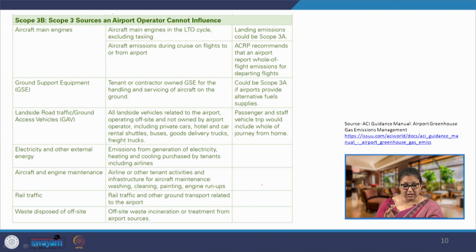So, some we can influence and some cannot be influenced. For example, if we are looking at scope 3, then the LTO cycle. The LTO cycle is partly influenced by the airport because it is influenced by the design, and partly it is not influenced by the airport as it is dependent upon the efficiency of the engine of the aircraft. So, we will see that some fall in scope 1 and some sometimes fall in scope 3, but this is how different scopes are defined for airports.